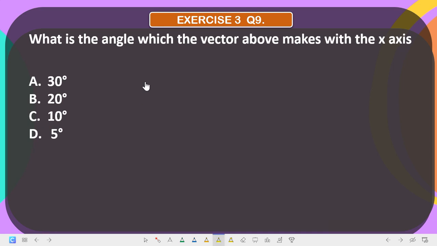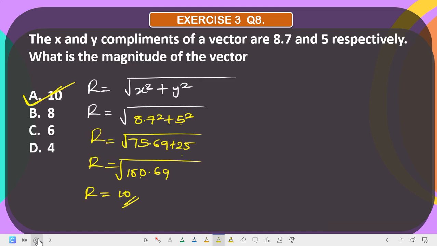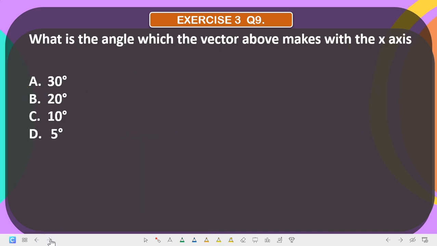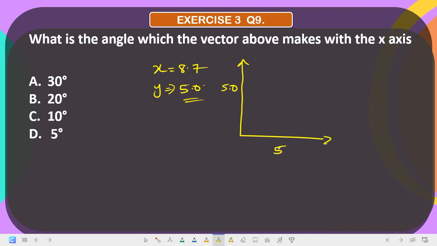Now, what is the angle which the vector above makes with the s-axis? Which of the vectors are we talking about? This vector. Now, they told you that the s component is 8.7 and the y component is 5.0. So in this case, what do you do? You draw. This is your y component, 5.0, and then here you have the s component.